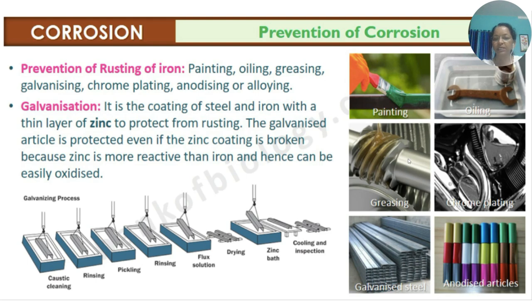Then see greasing. It is done in vehicles, and painting. In many cases we can find painting. Oiling also we can find in many places, right? So chrome plating. So these are all different types of methods to prevent corrosion.